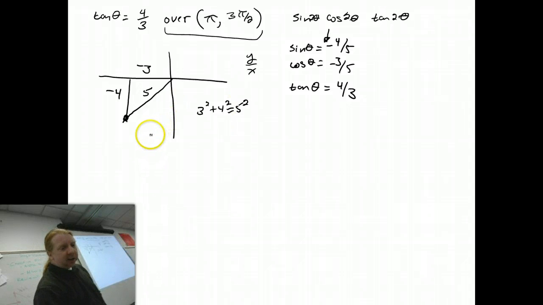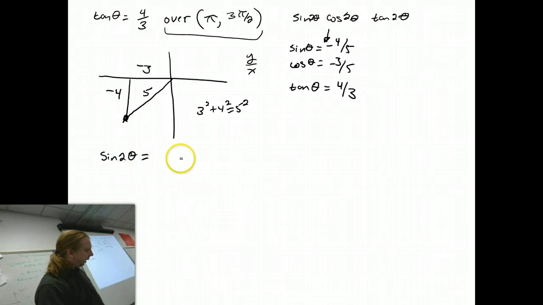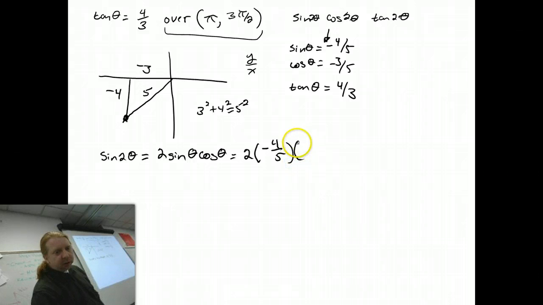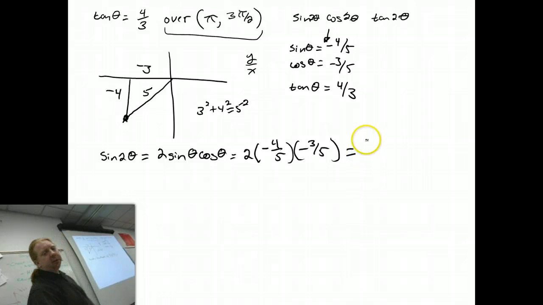So now when I talk about sine of 2 theta, according to my sheet here, if I look up the double angle identity, sine of 2 theta is 2 sine theta cosine theta, which is going to be 2 times. Now sine is negative 4/5. Cosine is negative 3/5. And that whole thing simplifies out to, let's see, 2 times 4 is 8, times 3 is 24, over 25.